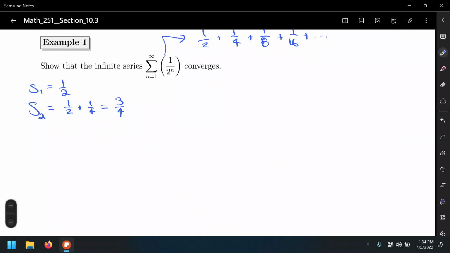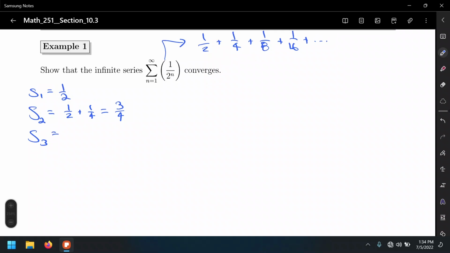And then let's see. S sub 3. S sub 3 is the addition of the first, the second, and the third term. Let's list them. Let's write them. 1/2 plus 1/4 plus 1/8. Combining these 3 numbers together will add up to 7 over 8.